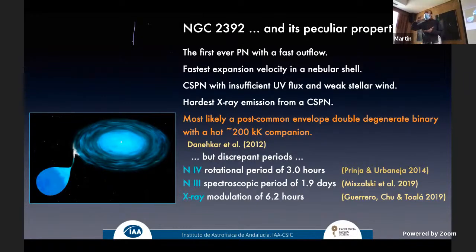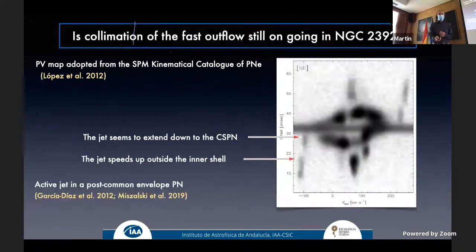Because we also see X-ray modulation, probably there is some kind of accretion onto an accretion disk. At this moment, there are different periods depending on the lines that you see on the spectrum of the star, and also the X-ray modulation. So the period of this binary system is really quite unknown, but there is something going on there.